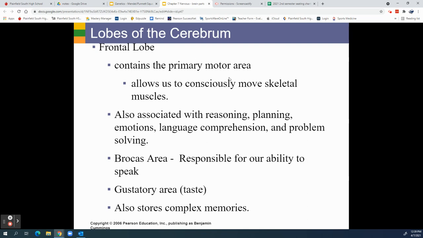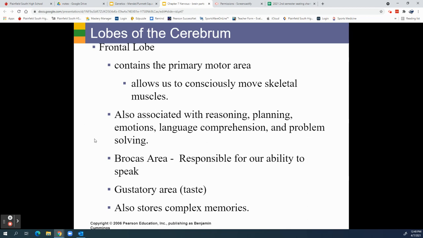Kind of going a little bit more into what they do. The frontal lobe is the area of primary motor control. This is what allows us to consciously move our skeletal muscles. It's also associated with a lot of the other areas of the brain that are associated with reasoning, planning, emotions, language comprehension, as well as problem solving. So if somebody has damage to this part of the brain, this is why so many things can be disrupted. If we have a large concussion or a hematoma in this part of the brain, that's why people can have those kinds of issues.